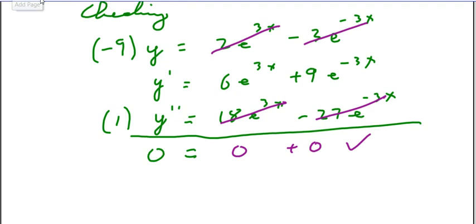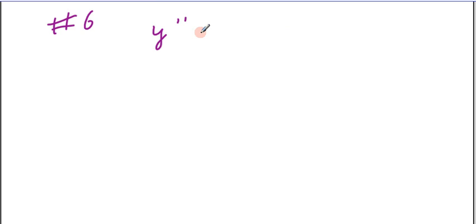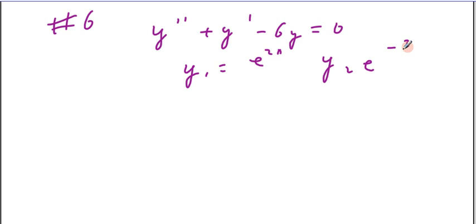y double prime plus y prime minus 6y is 0. We have two solutions given to us: y1 is e to the 2x, y2 is e to the minus 3x, and we have y of 0 is 7, and y prime of 0 is minus 1.